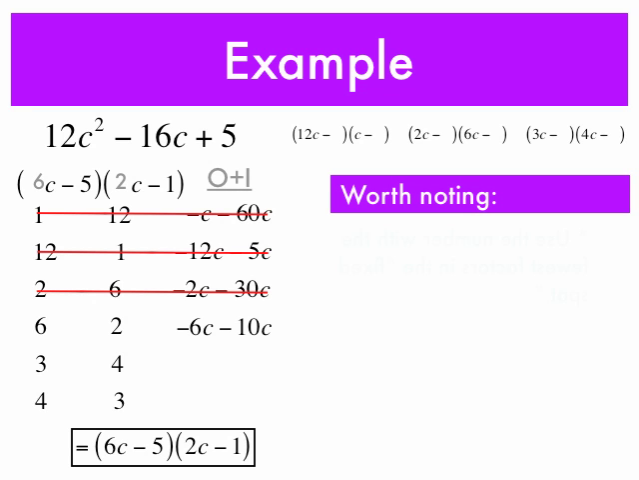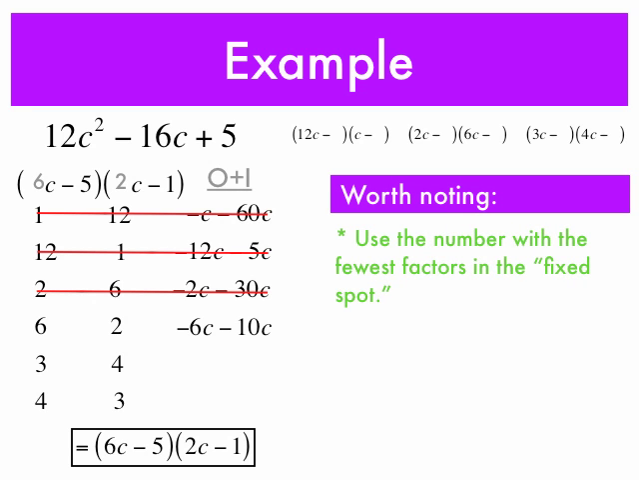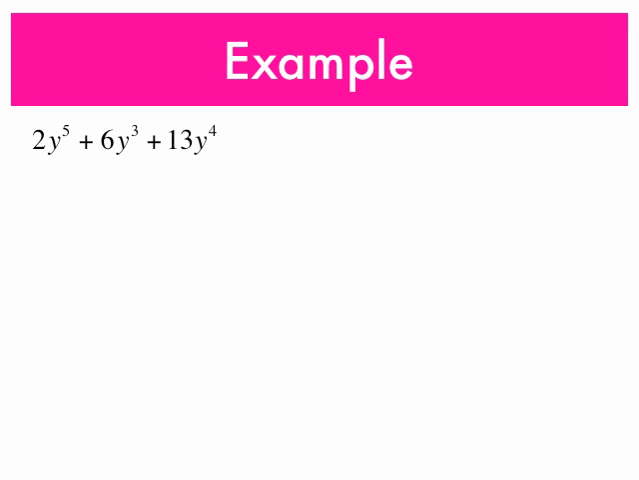First of all, some things worth noting. Use the number with the fewest factors in the fixed spot. You don't have to do this. You're welcome to do it the way I kind of wrote in tiny type at the top. But for a lot of people, if you can get yourself comfortable with this, it's a little less work. Okay, next example. Is there a greatest common factor?